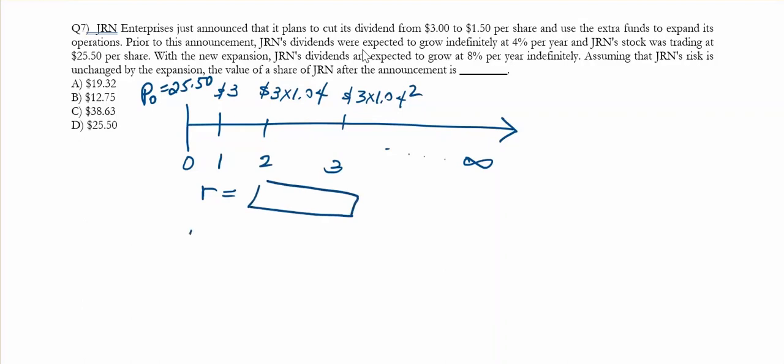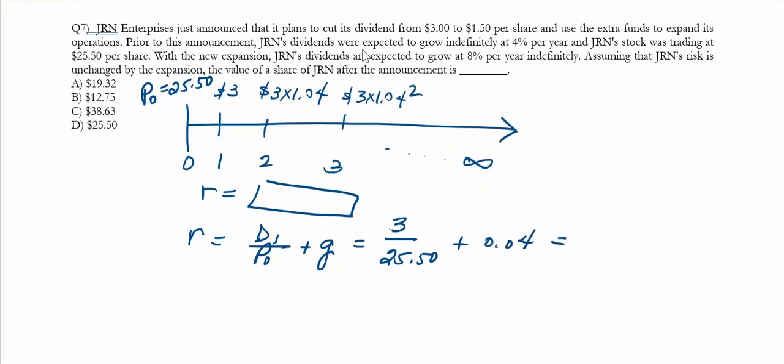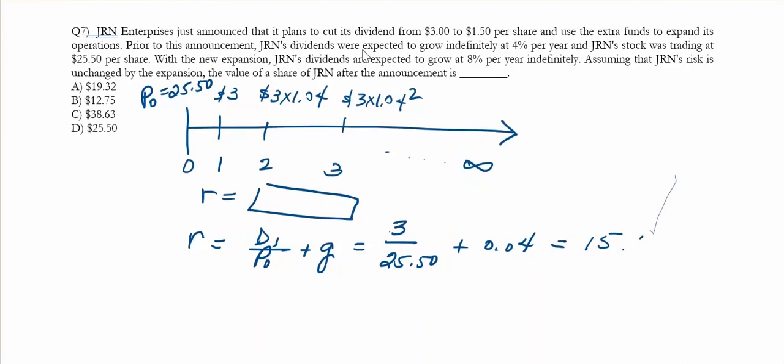And we can calculate it by using the formula that we were discussing earlier. So remember this formula here. So we have the dividend in 1 year being $3, the price today being $25.50, and the growth rate being 4%. And we get a return of 15.7647%.